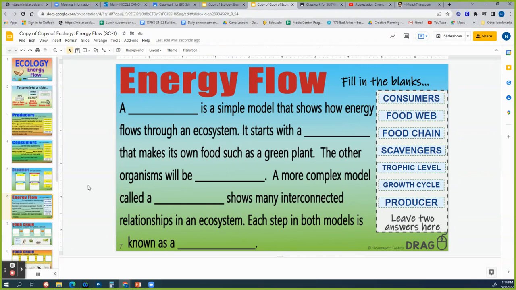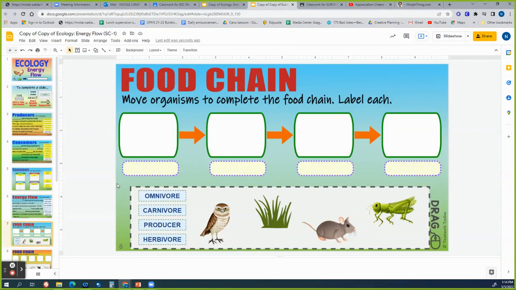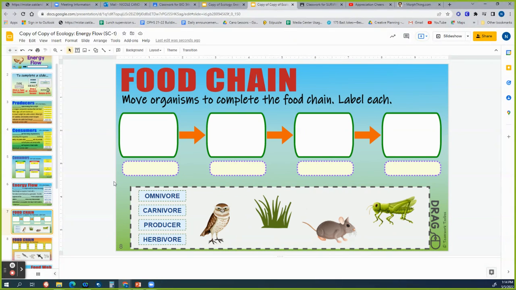All right, so number 6 is again, it's fill in the blanks. Again, you will have two leftover answers. This works exactly like slides 3 and 4. For slides 7 and 8, we are going to be creating a food chain.